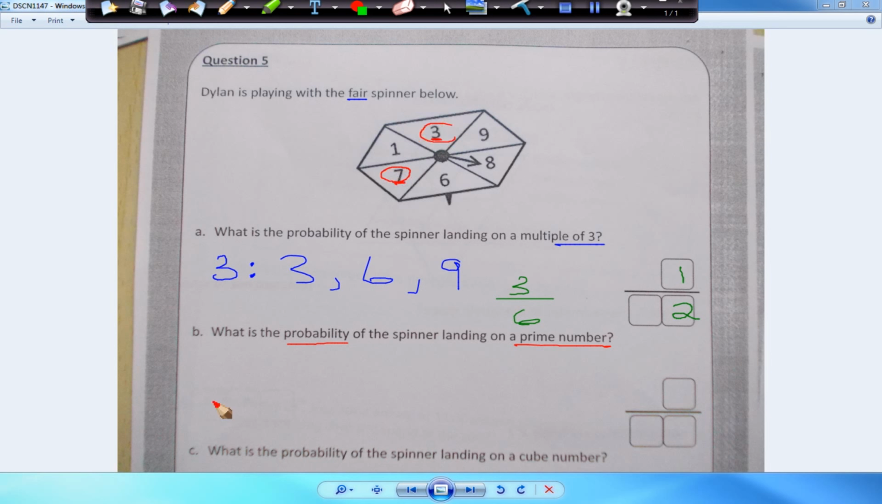2 divided by 6 can be simplified into 1/3 by dividing the top and bottom by 2. So 1/3 is the answer over here.